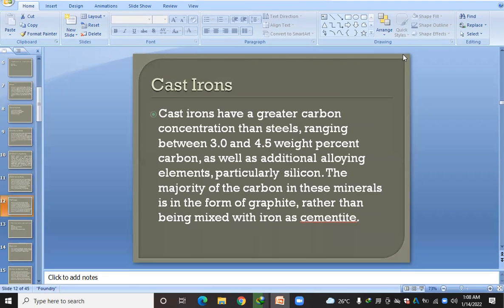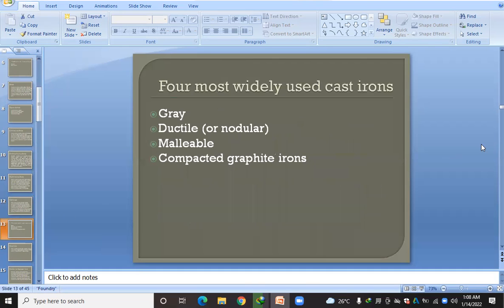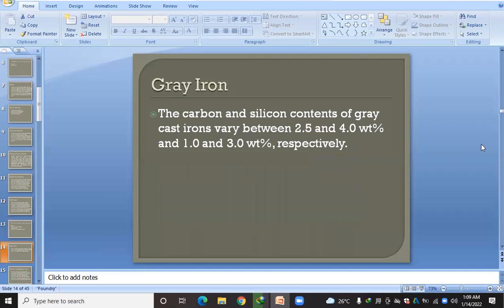The majority of the carbon in these materials is in the form of graphite rather than being mixed with iron as cementite. So, the most widely used cast irons are gray, ductile or nodular, malleable, and compacted graphite irons. Start with gray irons. The carbon and silicon contents of gray cast irons vary between 2.0 and 4.0 weight percent and 1.0 and 3.0 weight percent respectively. Muna ang gray iron.